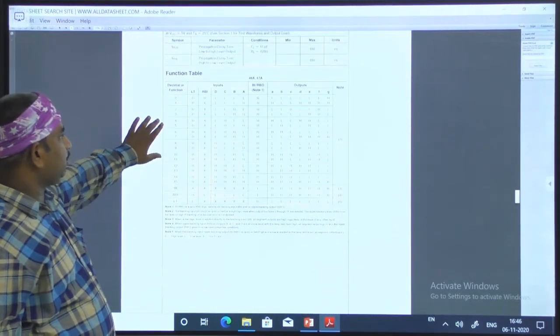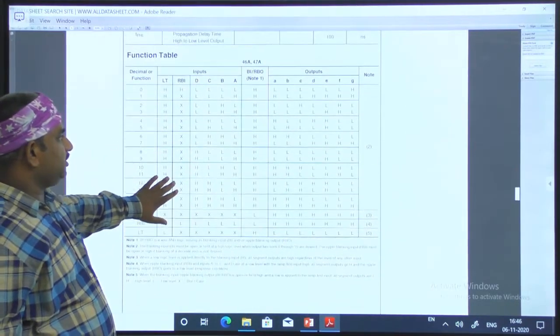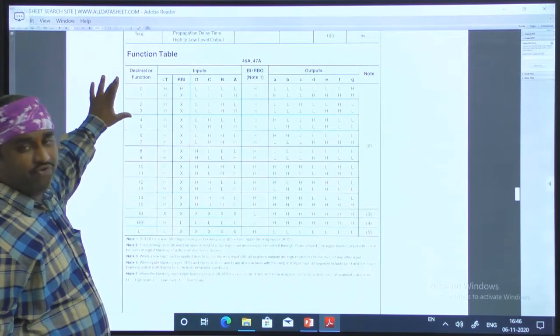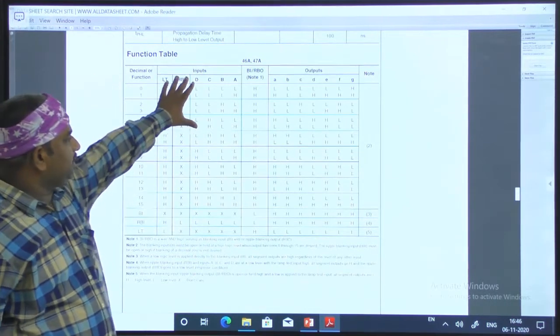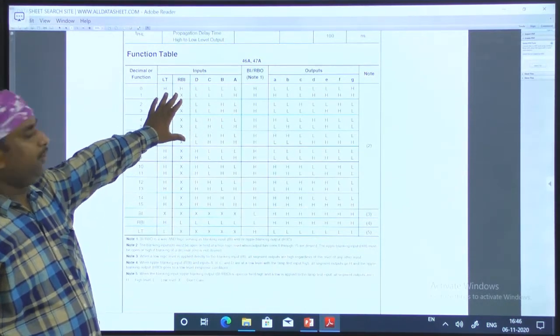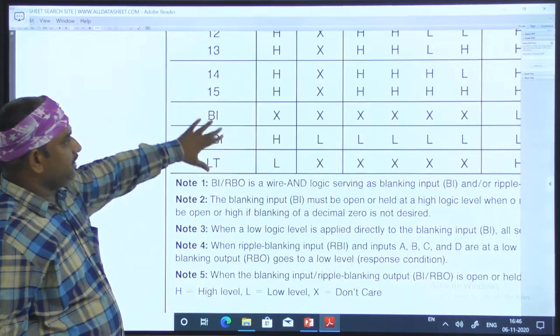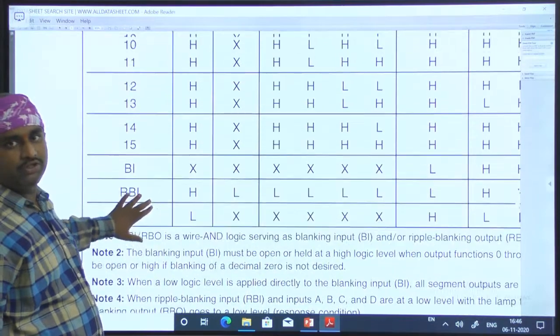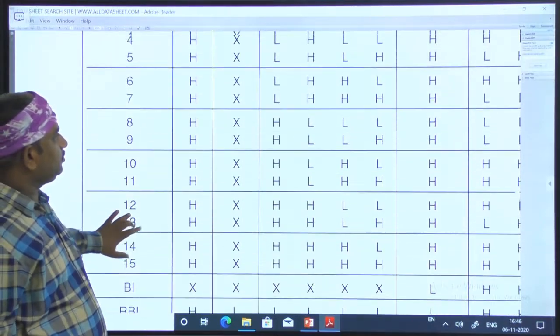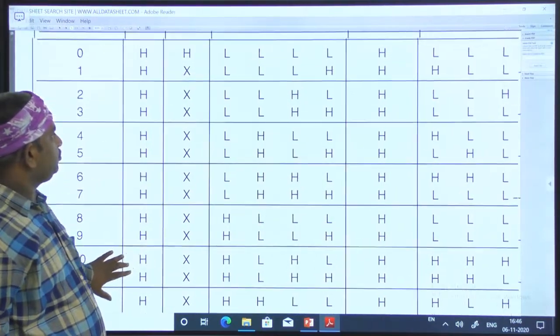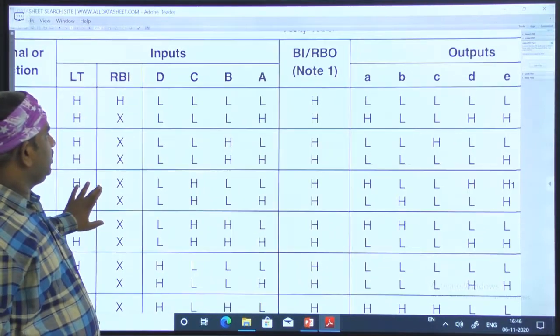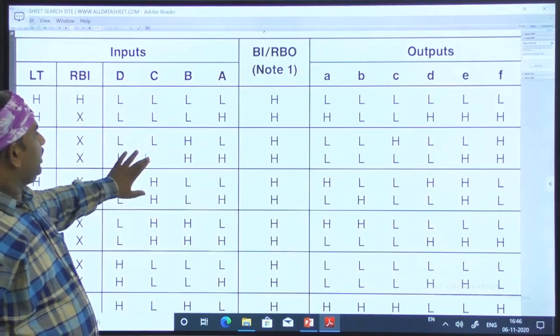So coming to the truth table, see here, this is our truth table, you can call it the function table. ABCD inputs are given. The input conditions 0 and 1 they mention as L and H. So see here, you can see the LH combinations.